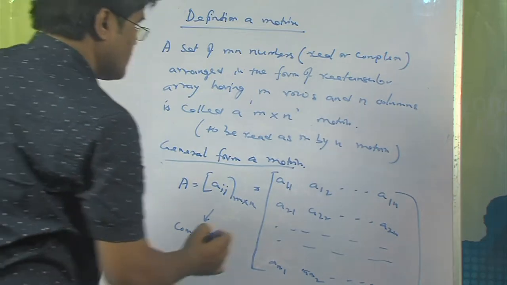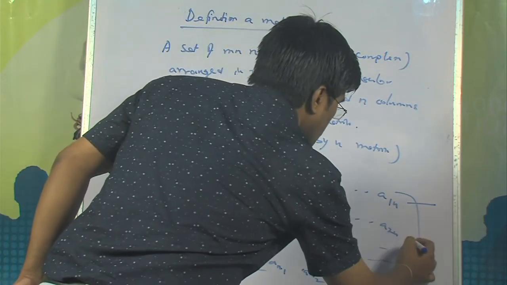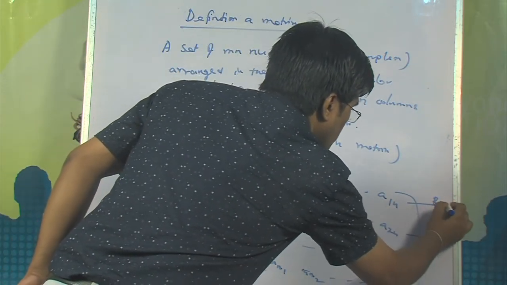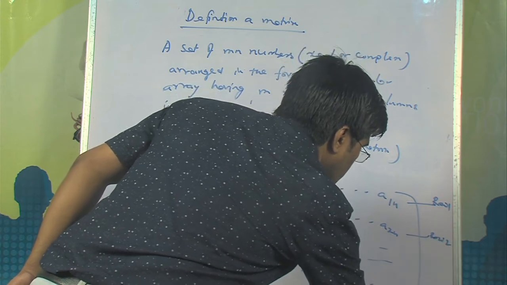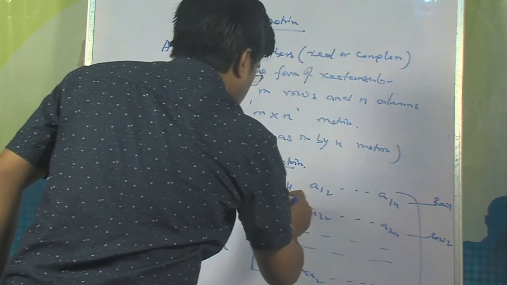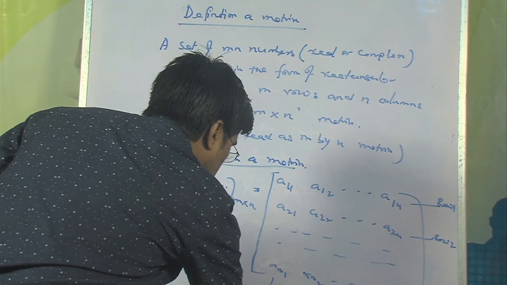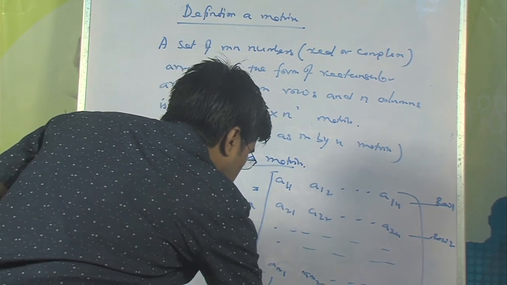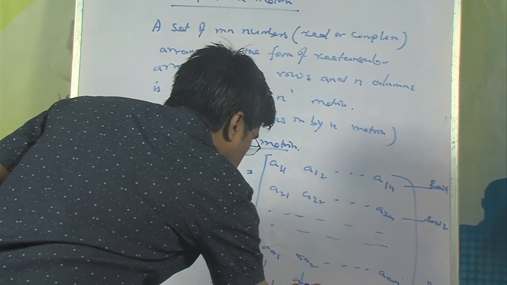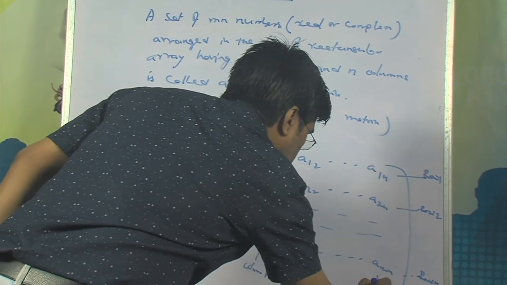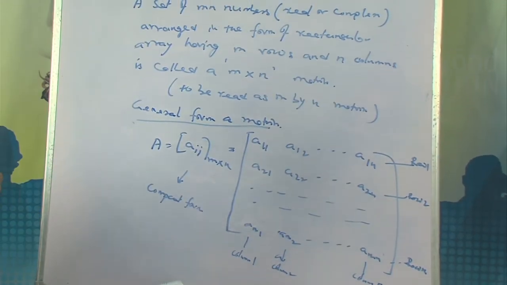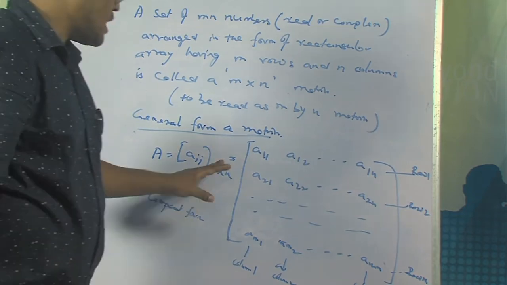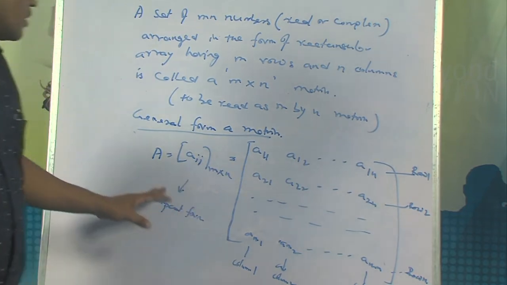So in this matrix there are m rows, these are called rows: row 1, row 2, up to row m. And these are called columns: column 1, column 2, up to column n. So in this matrix there are m rows and n columns.